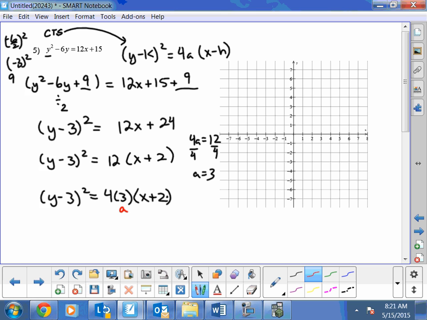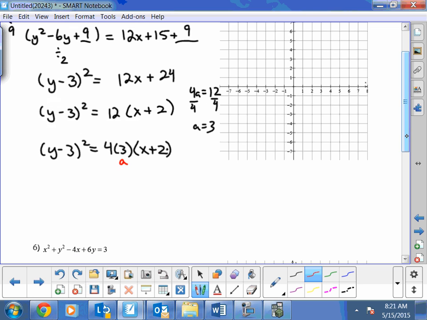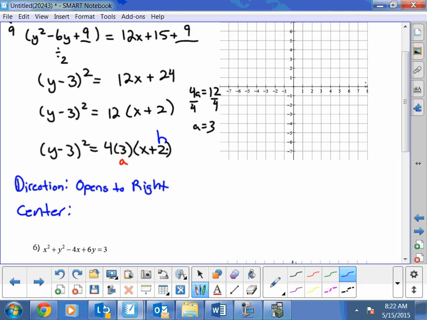Now, since a is positive, that means it's going to open to the right. Because remember, they want to know direction. So with this parabola, the direction is that it opens to the right. Now, we are going to have a center. The center on this one is going to be, remember, this is h and this is k because of the y and x values where they're at. It'll be negative 2, positive 3. So we'll have negative 2, positive 3 right here.